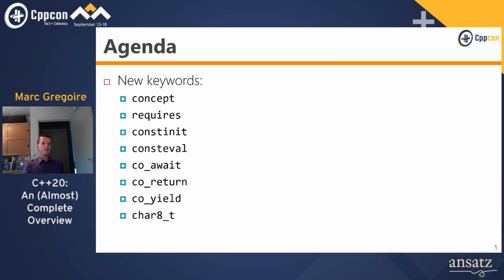All right, so there are a couple of new keywords added to the language. First, we have concept and requires, and these 2 keywords are used in the context of the concepts feature. We have constinit for constant initialization. We have consteval for constant evaluation. And then we have 3 keywords related to coroutines: co_await, co_return, and co_yield. And finally, one last new keyword is char8_t, and that one complements the char16_t and char32_t that have been added to the C++ standard with C++11.